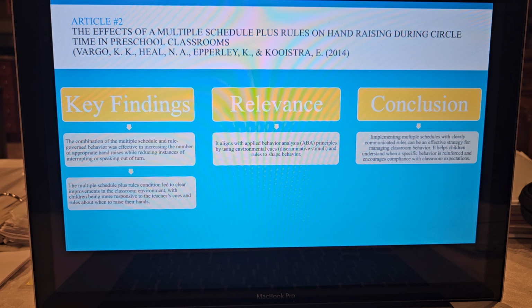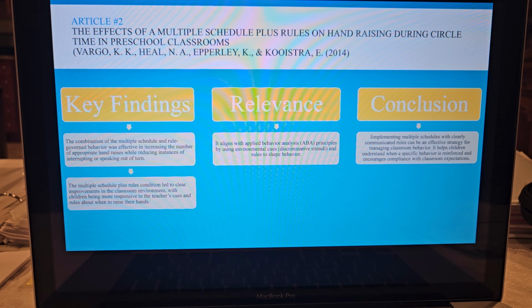The schedules of reinforcement are relevant to the study because this approach can be particularly useful in childhood education settings to teach young children about classroom routines and appropriate behavior. This specifically aligns with the ABA principles by using environmental cues, which are discriminative stimuli, to shape behavior.